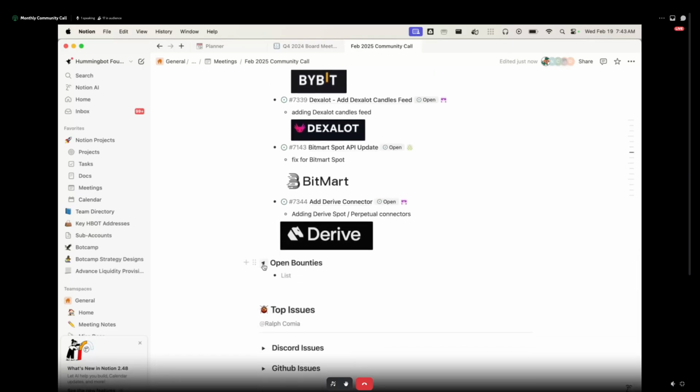We don't have any open bounties currently, but if you're interested, please check out our bounties board on the Hummingbot GitHub for new bounties that we publish there. We're actually starting to work with more exchanges on this, so we do expect to see more bounties in the future that are maintaining or adding new exchange connectors.